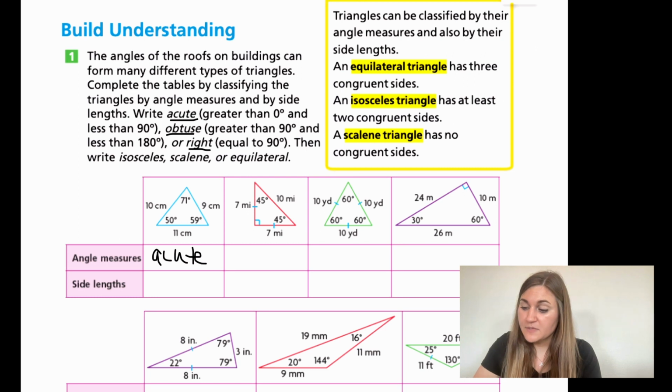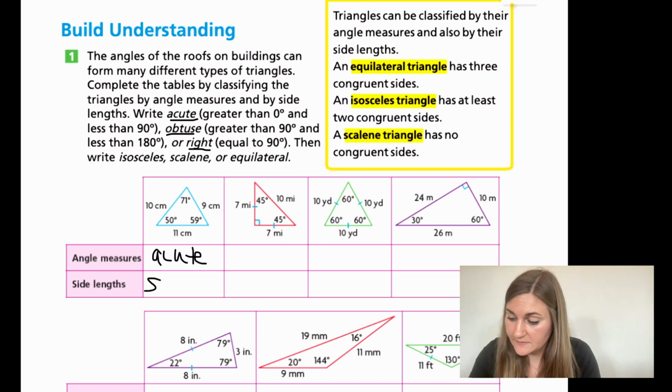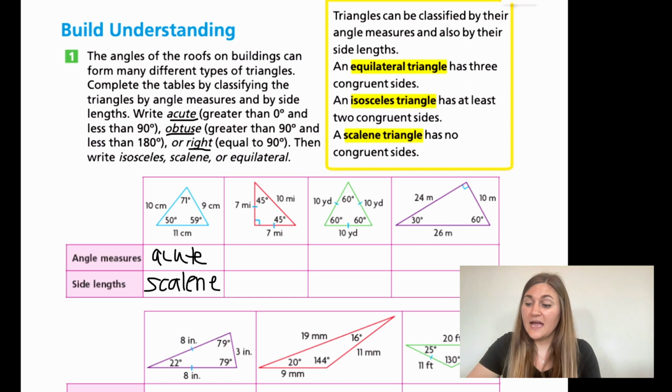And then my measurements are 9, 11, and 10, which means none of my sides are equal, which means it is a scalene. All right, and if it has one right angle, that means it's a right triangle. And if it has one measurement that's bigger than 90, that means it's obtuse. It does not have to be that all of them are above 90. It's just one. If there's one, that automatically means it would be a right triangle, or it automatically would be an obtuse triangle.